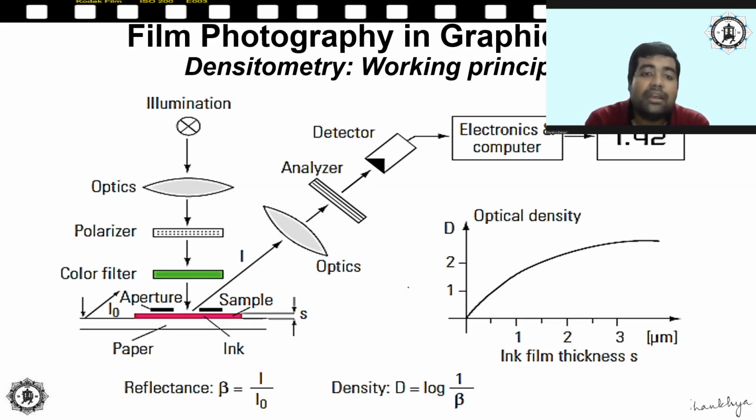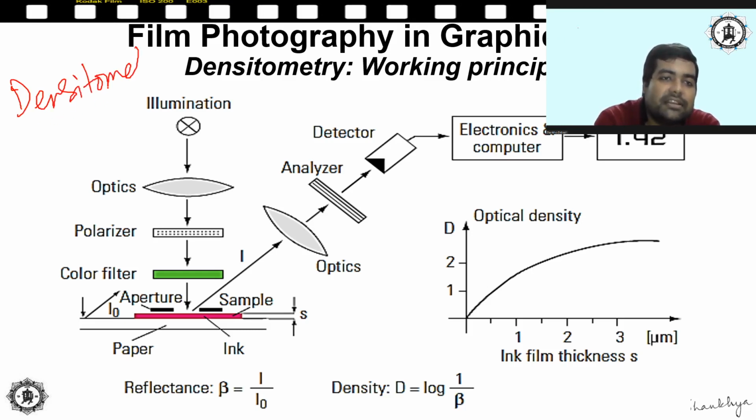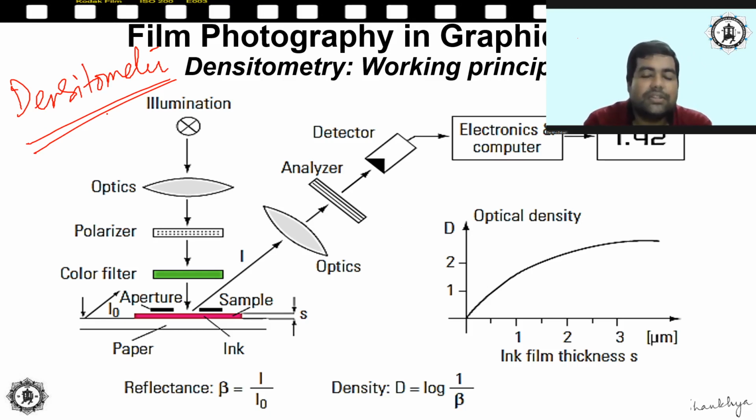Next, we move on to the working principle of the densitometer. How does this densitometer basically work? A densitometer is the instrument which is used for measurement of the density of any printed patch or that of the film. Now see, the construction here has been given via a schematic diagram.